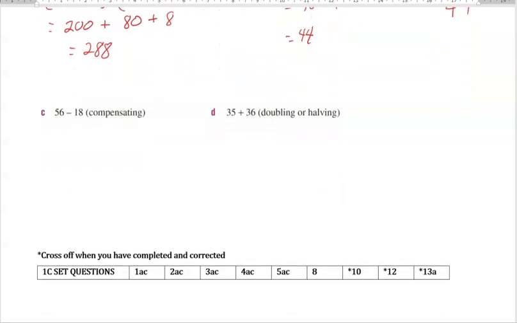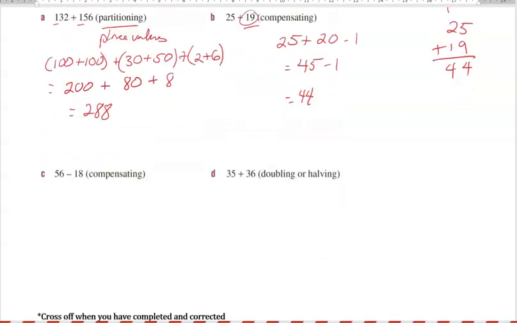So compensating down here, similar. We have 56 minus 18. And we're told we want to use compensating. So that's going to be adding or subtracting numbers so we get around a 10, a multiple of 10 or maybe a 5. So I'm thinking 56 minus 18. The closest thing we can get to 18 is 20. I'm not done yet, but 56 minus 20, kind of using a bit of partitioning. 50 minus 20 is 30, so that's going to be 36, but I'm not done.